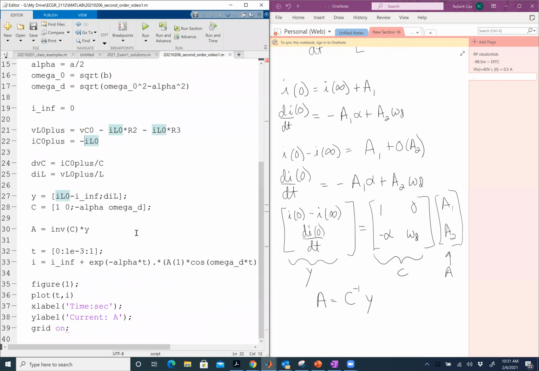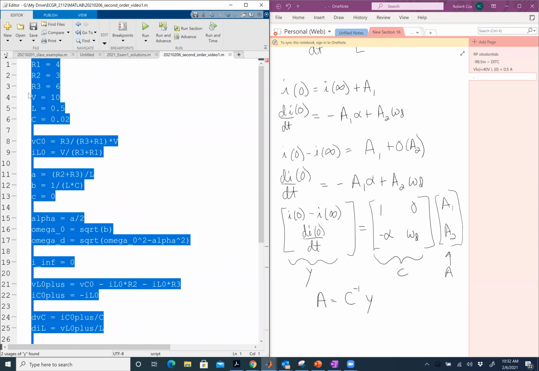All right, so in my MATLAB code, here's the y matrix. IL of 0, that was my initial condition, minus I of infinity, right? So that's this guy. Then I put a semicolon in here in MATLAB to get me to the next line, and I put in the initial condition for the derivative, which I called DIL, okay? Then I enter this matrix here, which I called C, right? So it's 1, 0, that's my first row. Then I put a semicolon to go to the next row, and then I have minus alpha and omega d on my second row, okay? So at this point, I say A equals inverse C times Y, right? So if I do that, I'll get the values of A1 and A2.